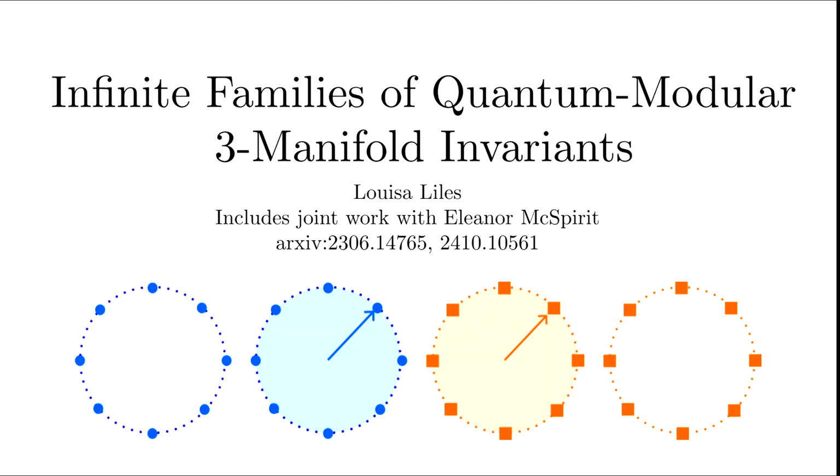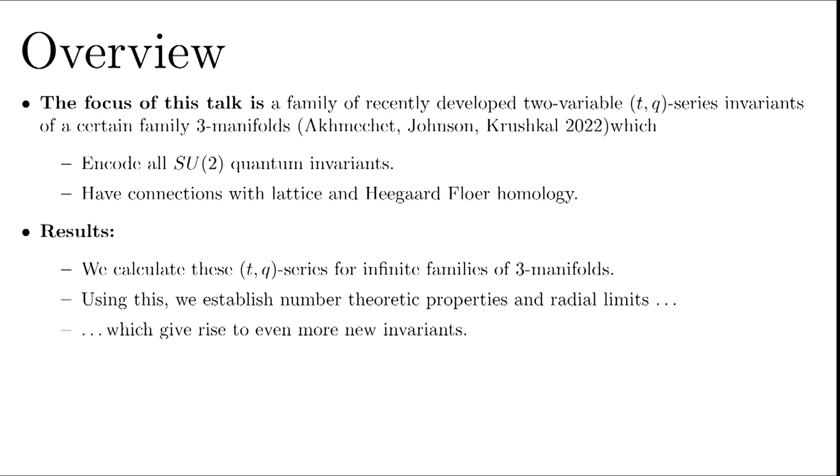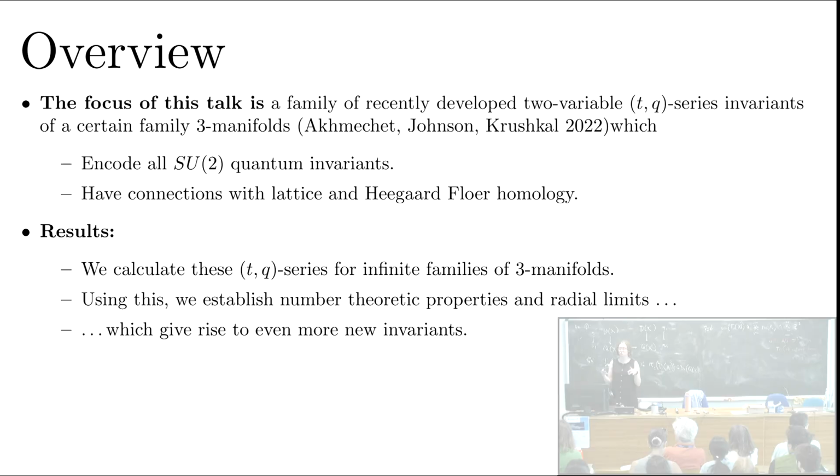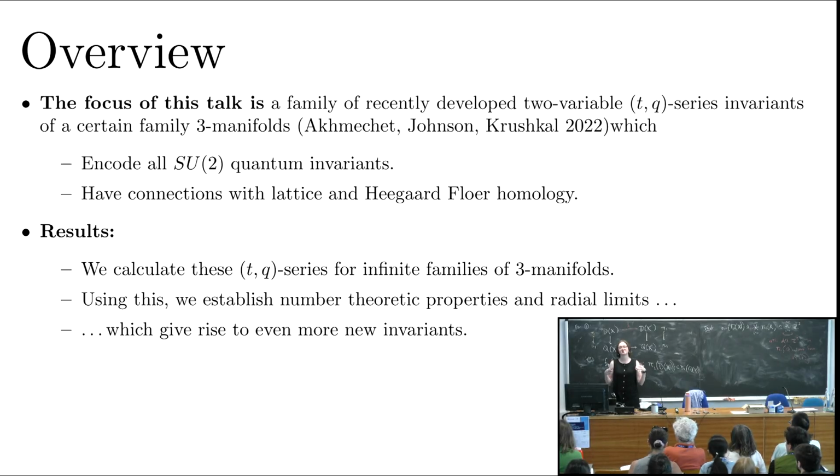This talk includes some joint work with Eleanor McSpirit, and it's based on these two papers. As an overview, the focus of this talk is a recently developed family of two variable series invariants of a certain infinite family of three manifolds. These were developed by Akhmechet, Johnson, and Krushkal in 2022. These families have two properties: they encode all SU2 quantum invariants of the manifolds on which they're defined, and I'll say more about what that means momentarily. And they have connections with lattice and Heegaard Floer homology.